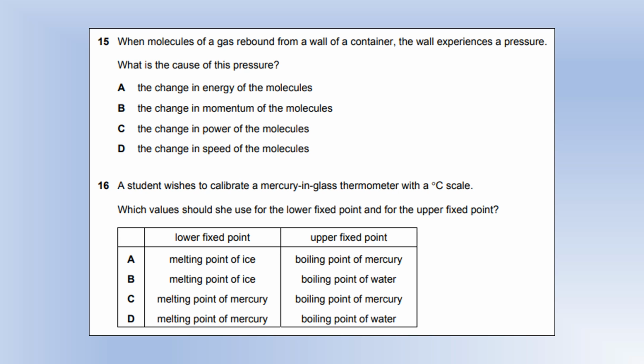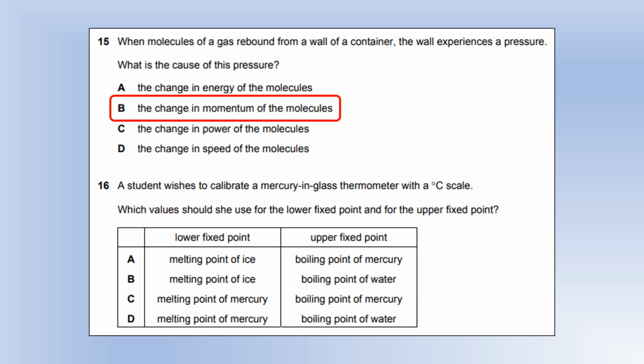Okay, so when the molecules of a gas rebound from a wall of a container, the wall experiences a pressure. What is the cause of this pressure? So, pressure comes about due to a force acting over an area, and a force is created by a change in momentum. That's what Newton's second law tells us.